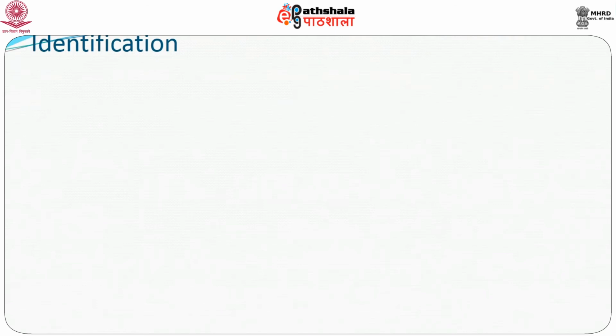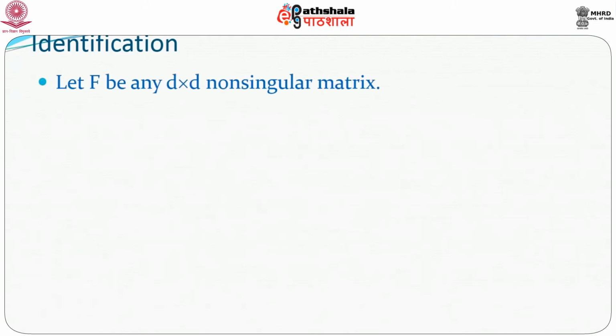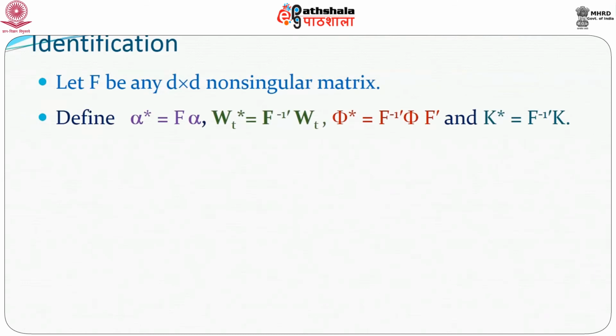Next, let us look at the problem of identification. Now let us try and understand why we have such a problem in this model. Let F be any d by d non-singular matrix. And we define alpha star as F times alpha, Wt star as F inverse prime Wt, phi star as F inverse prime phi F prime, and K star as F inverse prime K.